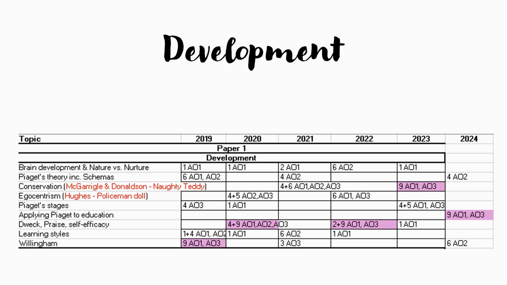Direct questions on the application of Piaget's theory to education are a bit lacking, so I've said maybe as a 9 marker. If you prepare for the worst, which would be a 9 marker, then you should be able to tackle any other questions that come up, as long as you're skilled in applying. Willingham came up in 2019, a couple of marks in 2021, but nothing since, so just be prepared for that as well.